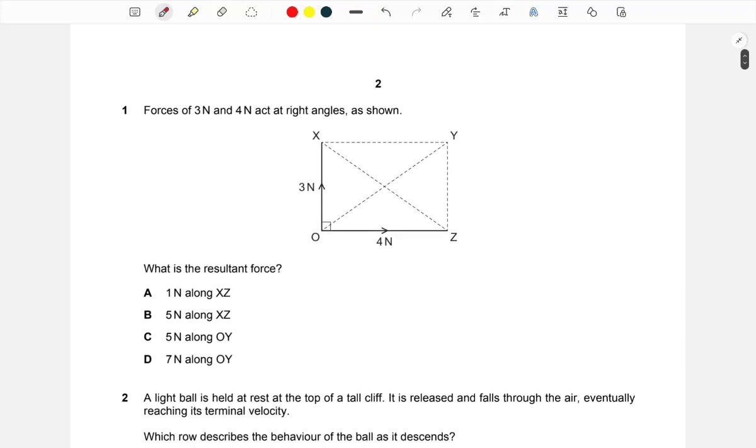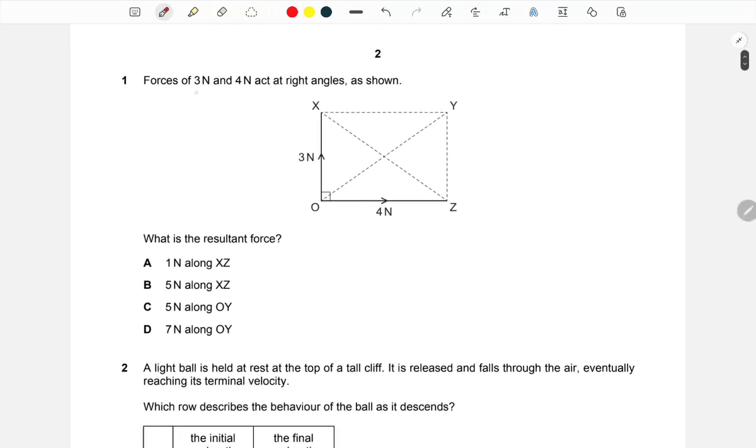Forces of 3 Newton and 4 Newton act at right angles as shown. What's the resultant force? Now we can see these two forces are acting at 90 degrees. So if two forces are acting at 90 degrees, we can use the triangle rule. So we can match them head to tail. So we have the 3 Newton force and then the 4 Newton force.